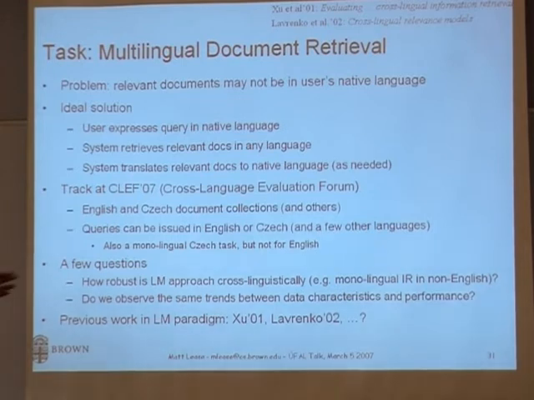A few questions: how robust are these language modeling techniques cross-linguistically, even if you're just doing monolingual IR in other languages? And do we observe the same sort of trends we see in English between data characteristics and performance? There's been a little bit of previous work in the language modeling paradigm, I think primarily with Chinese.